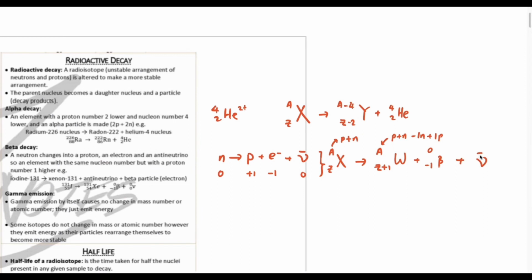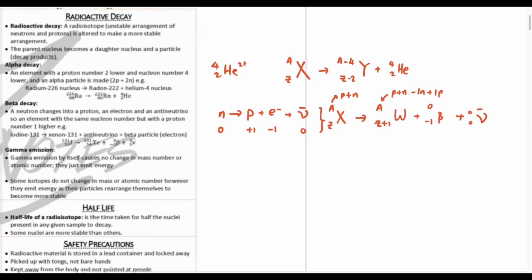Okay, so anti-neutrino. Don't need to know more. Just remember it's 0, 0. And let's move on. Example, iodine 131. So if iodine 131, that means the nucleon number is 131. Proton number, you have to check the periodic table, so 53. Now it becomes xenon because 53 plus 1 is 54. Xenon. Okay, so the nucleon number remains, then beta particles, then the anti-neutrino come up. Anti-neutrino is just 0, 0.